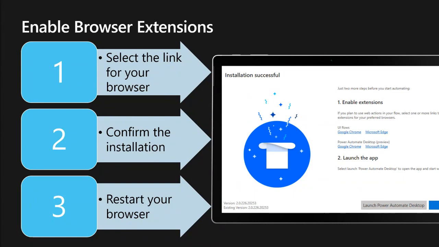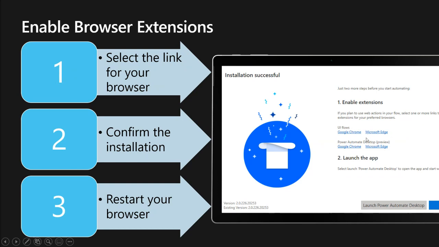On the next page of your wizard is where you'll need to select to enable your extensions. So if you are going to be using UI flows and you're going to record anything in a web browser, that's going to be using Selenium, you'll need to enable the extensions. The legacy UI flow extension is different from the new Power Automate desktop extension, so it's important that you select the right one. It doesn't hurt anything.